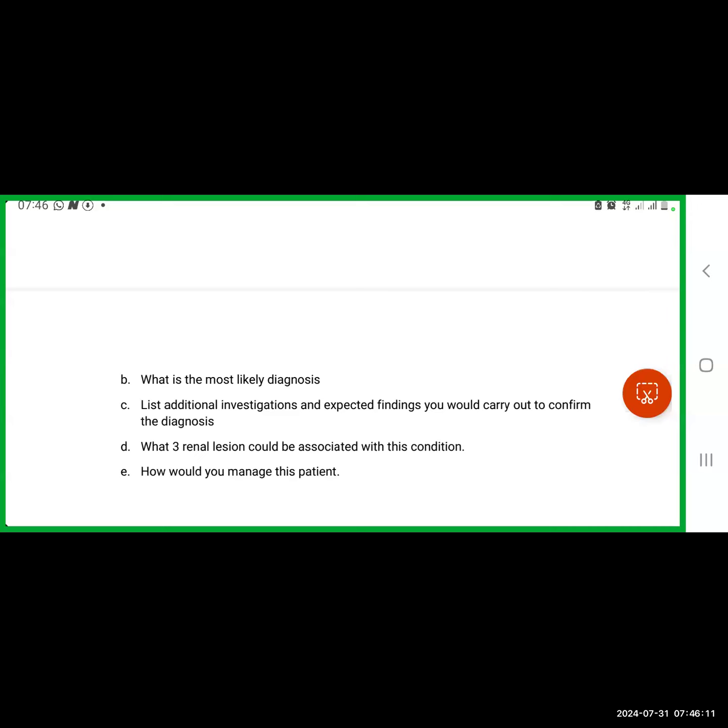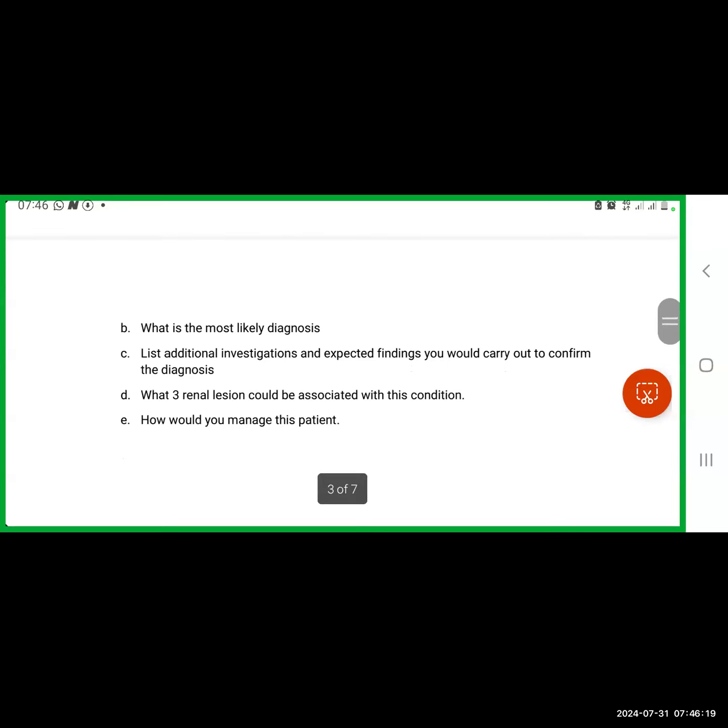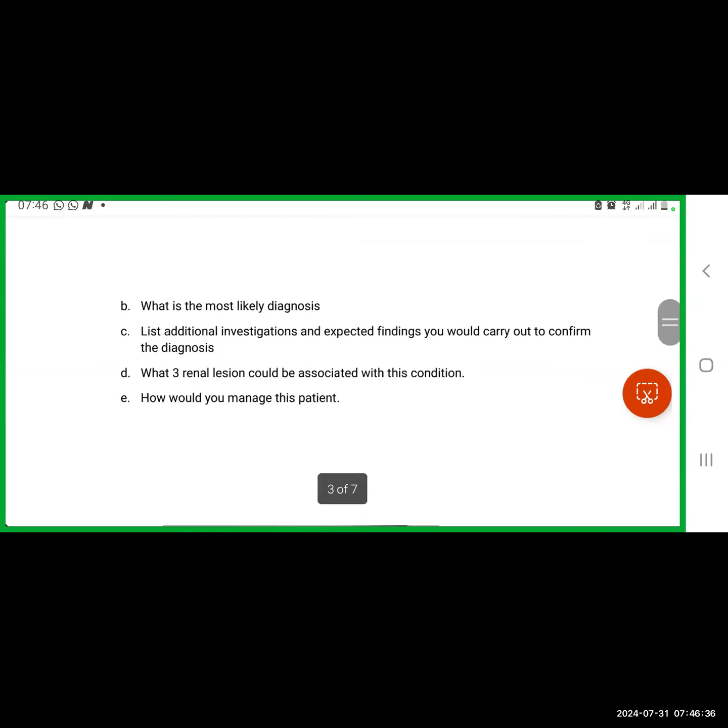Okay, so my most likely diagnosis is multiple myeloma. For the reasons I previously gave, the age is in favor, as is his sex. He also has the CRAB signs. So that's why I went with multiple myeloma. Then the next question says, list additional investigations and expected findings you would carry out to confirm the diagnosis.